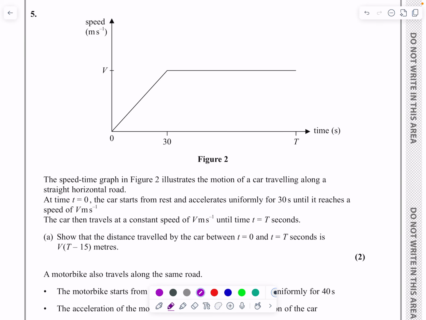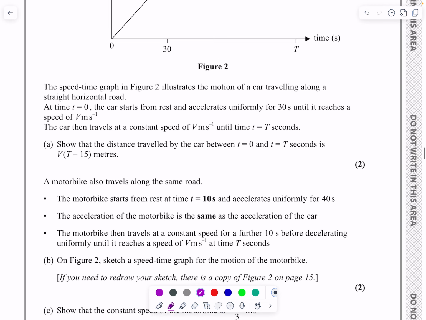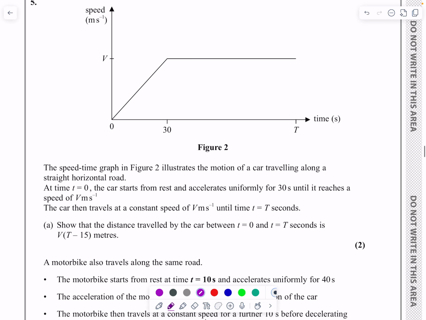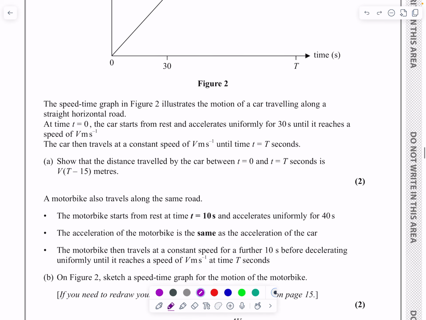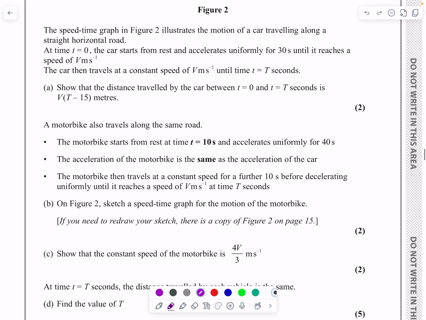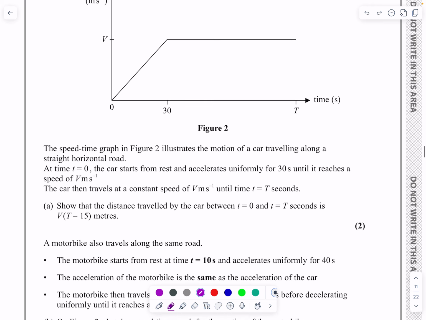Okay, this is the M1 paper from June 2023. It's question number 5, and this is a kinematics question. In particular, obviously, this is a speed time graph question. There's lots of information here to have a look at, so I would suggest you stop the video and just make sure you've familiarised yourself with all the information.